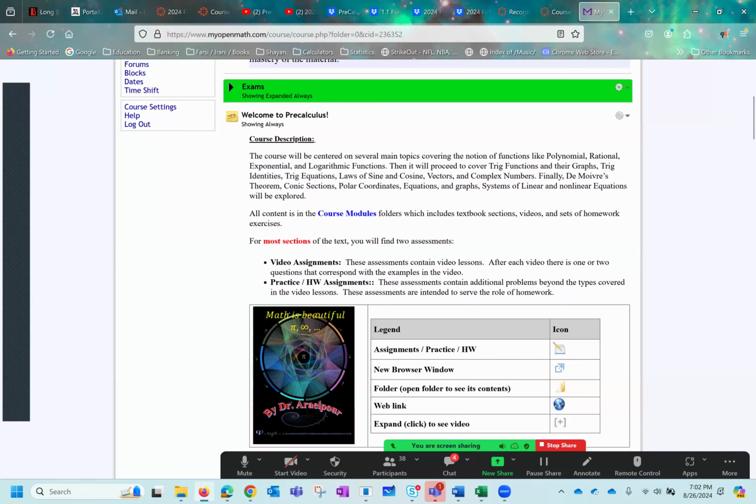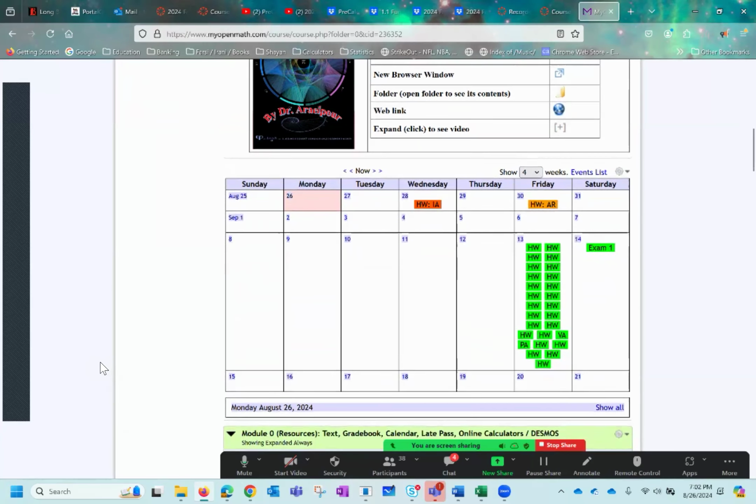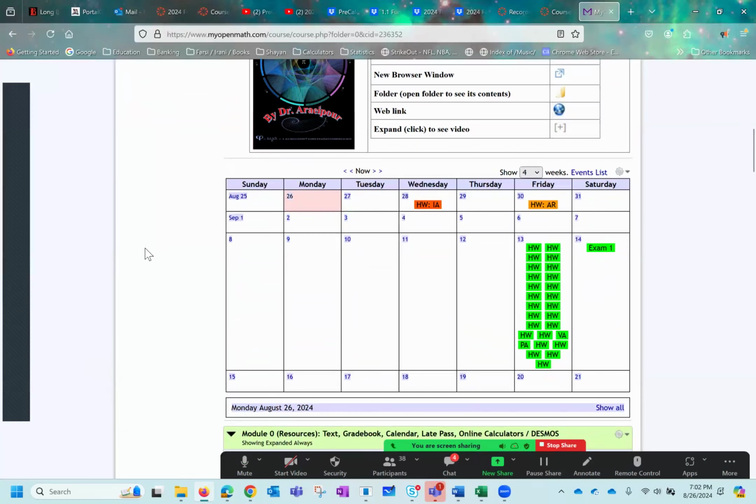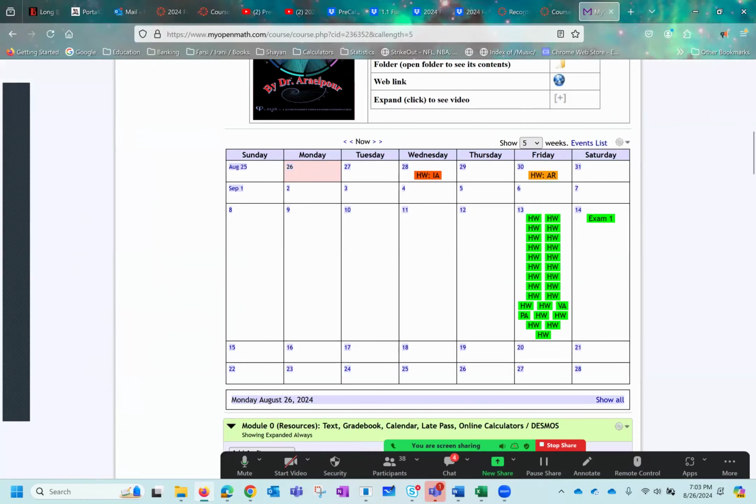Course description. Now take a look at this calendar. So you can find what you need to do on the calendar of MyOpenMath. First and foremost, over here, you can change how many weeks you want it. Okay, I'm going to change it back to 4.